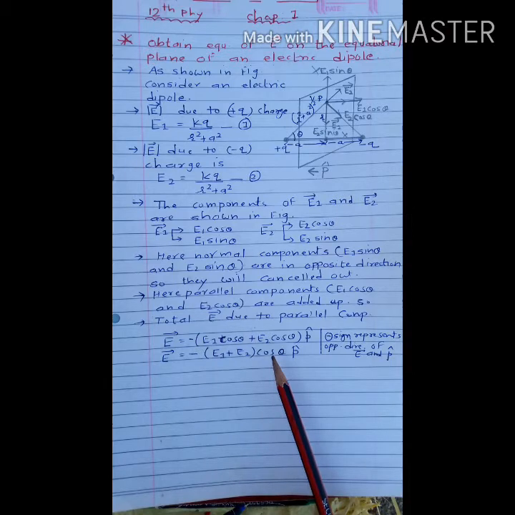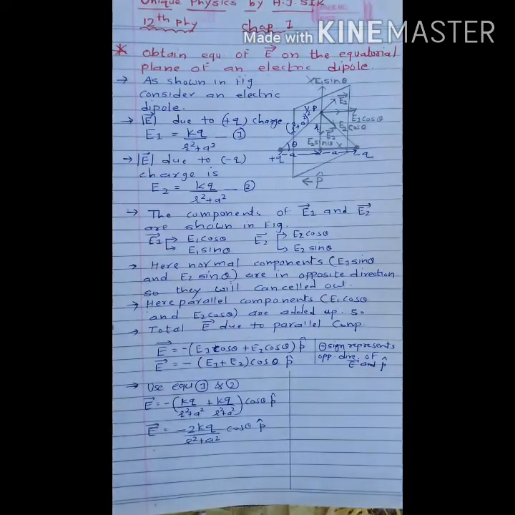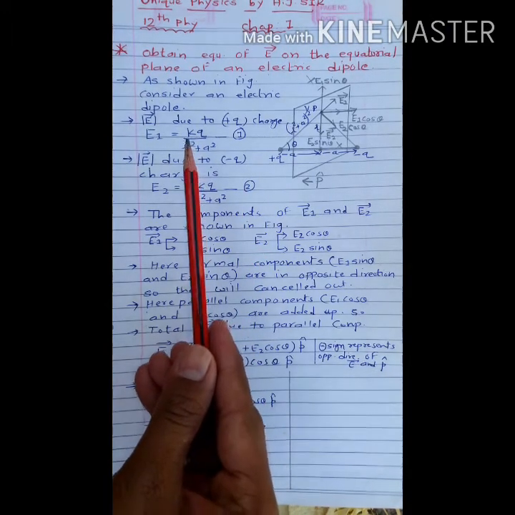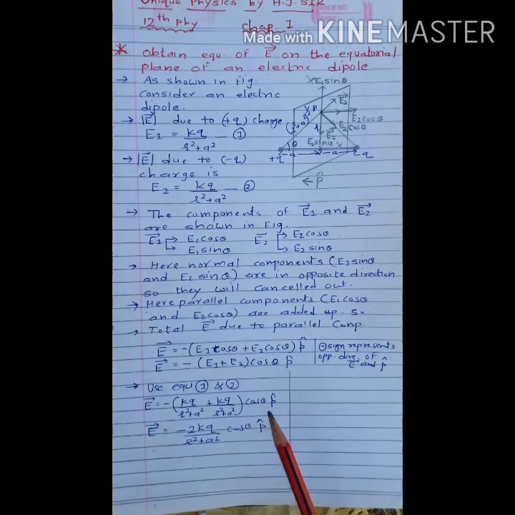Here cos theta is a common factor. So vector E is equal to minus E1 plus E2 into cos theta P cap. Now use equation number 1 and 2 and try to solve this step. From equation 1 and 2, total electric field vector E is equal to minus, E1 means KQ upon R square plus A square, plus E2, E2 means KQ upon R square plus A square, into cos theta P cap. So KQ upon R square plus A square plus KQ upon R square plus A square becomes 2KQ upon R square plus A square. So vector E is equal to minus 2KQ upon R square plus A square into cos theta P cap.